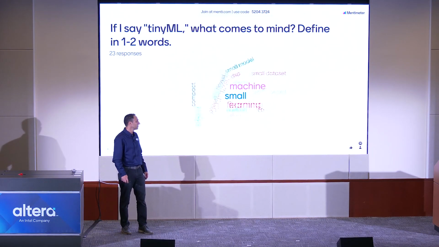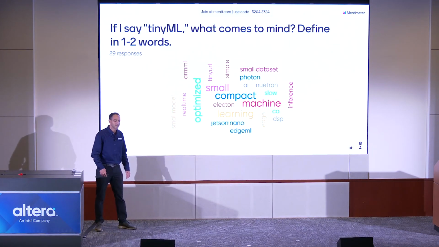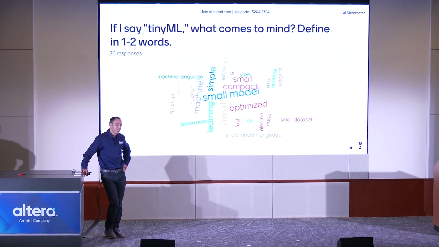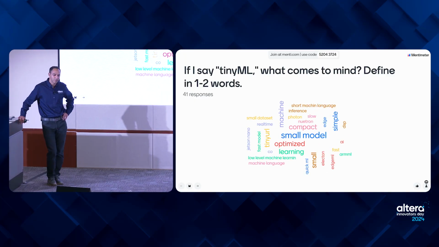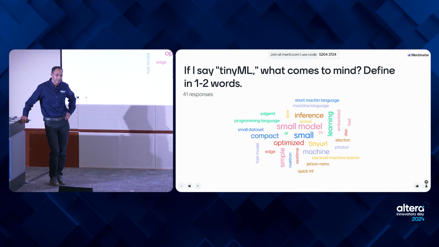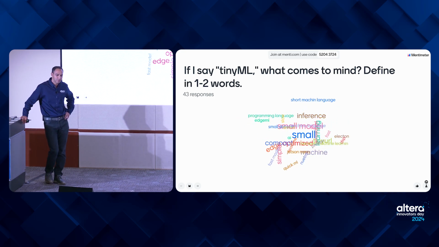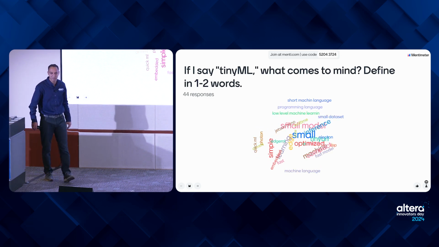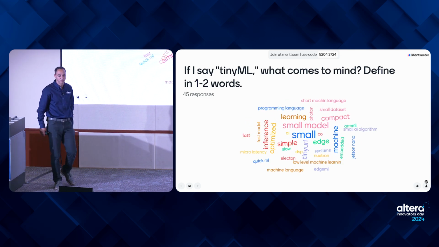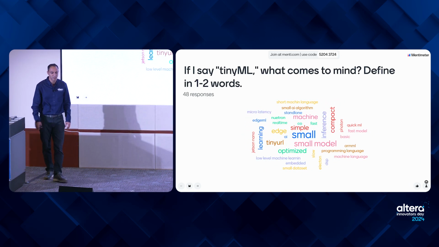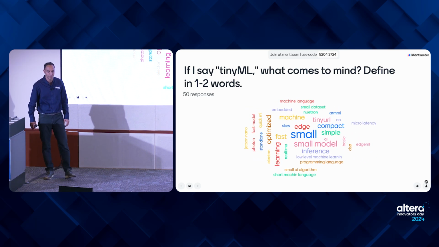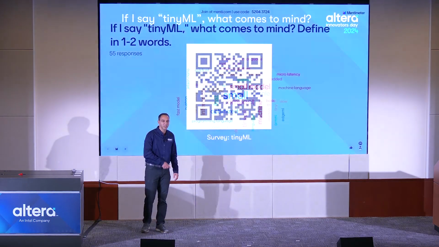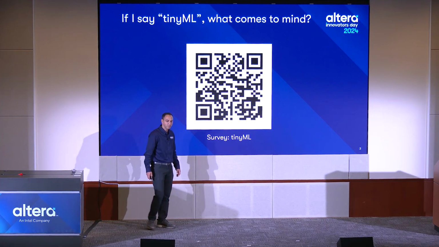Good, looks like we're getting some decent results here. Yeah, there we go. There's a lot of good adjectives I'm seeing there. Optimized, small model, compact, low level. Okay. I see a competitor product, Jetson Nano, but that fits maybe some of these descriptions too. So yeah, these are some good words I'm seeing popping up. Okay. With that, we can go back to the presentation, and I'll give you a definition.